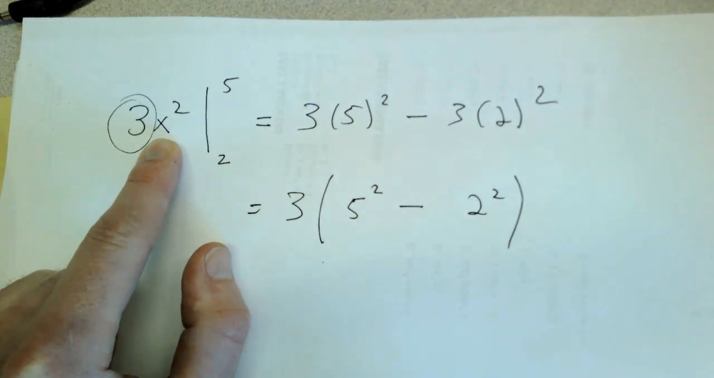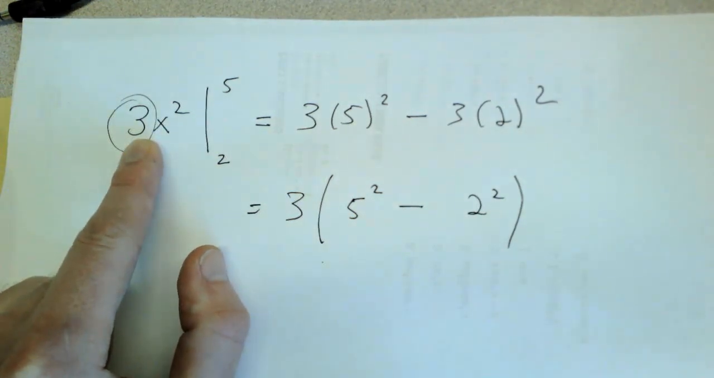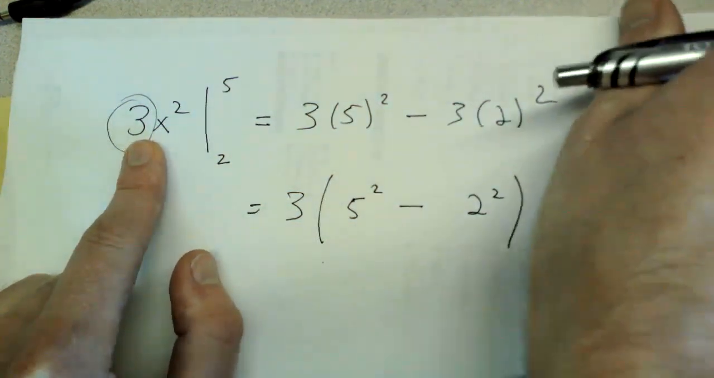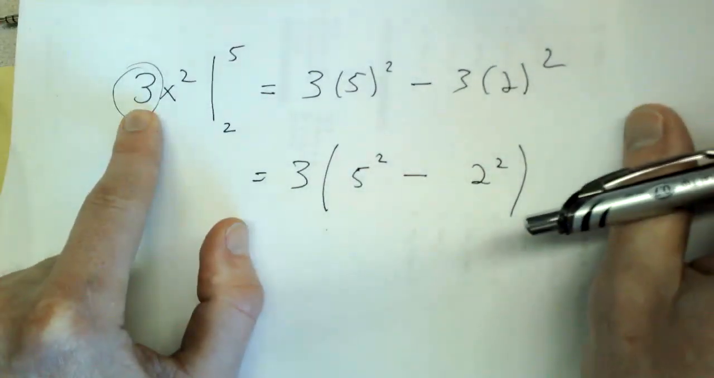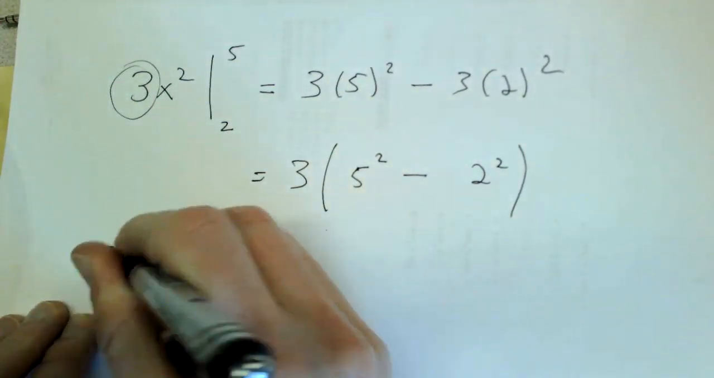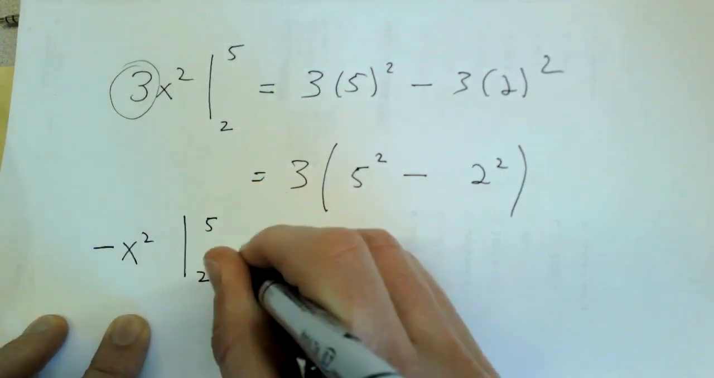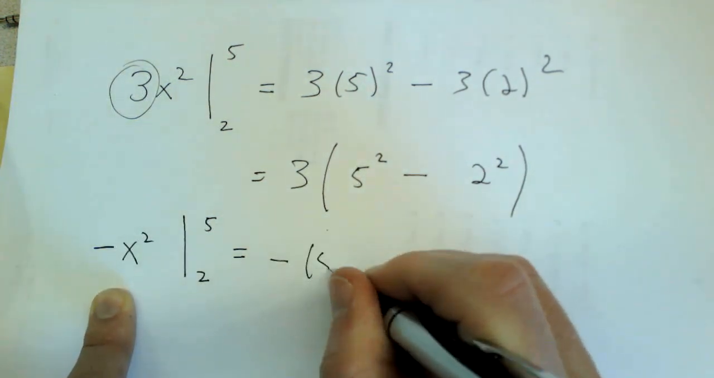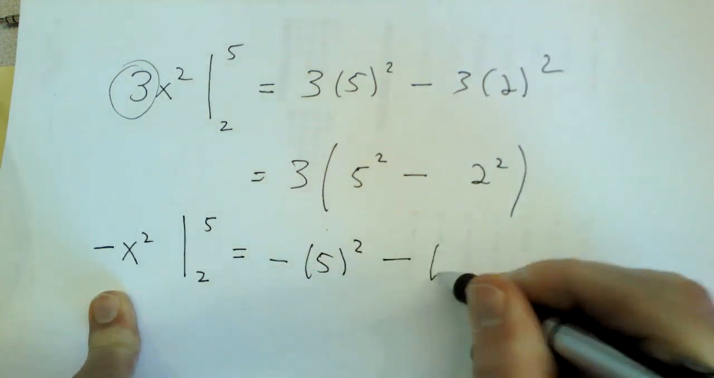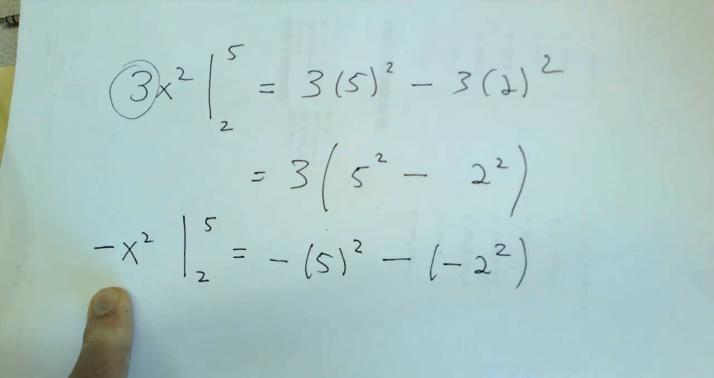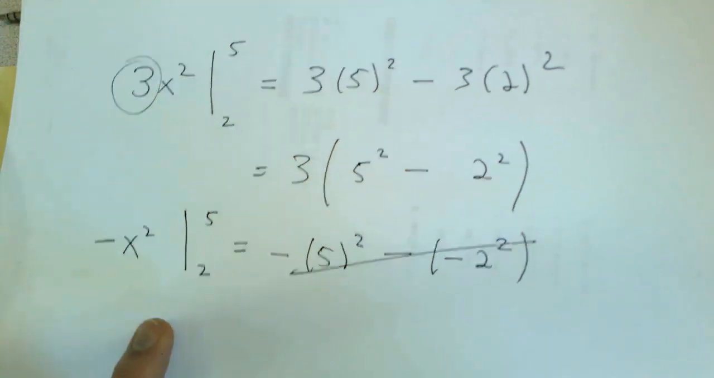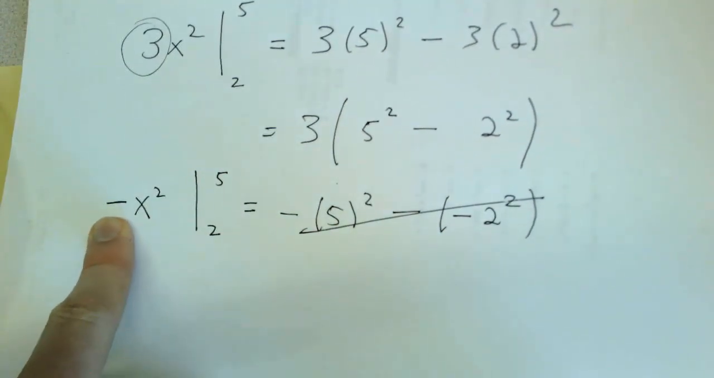So the point that I'm making is that when your antiderivative has a constant multiple in front of it, you can just apply it to the entire evaluation instead of distributing. And that's particularly nice when you have a minus sign. So if you have the opposite of x squared and you want to evaluate that from 2 to 5, you can say, oh, I take the opposite of 5 squared and then I subtract the opposite of 2 squared. You can do that, but it's kind of confusing with all the minus signs. It's better instead to just say this minus sign is essentially multiplication by -1.